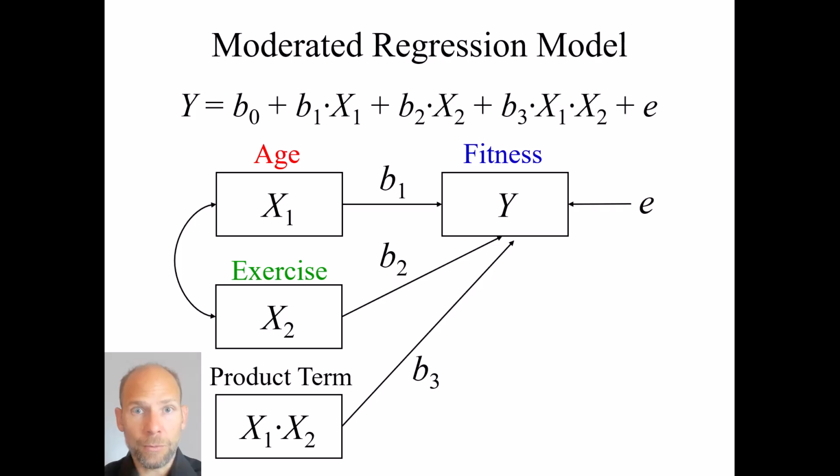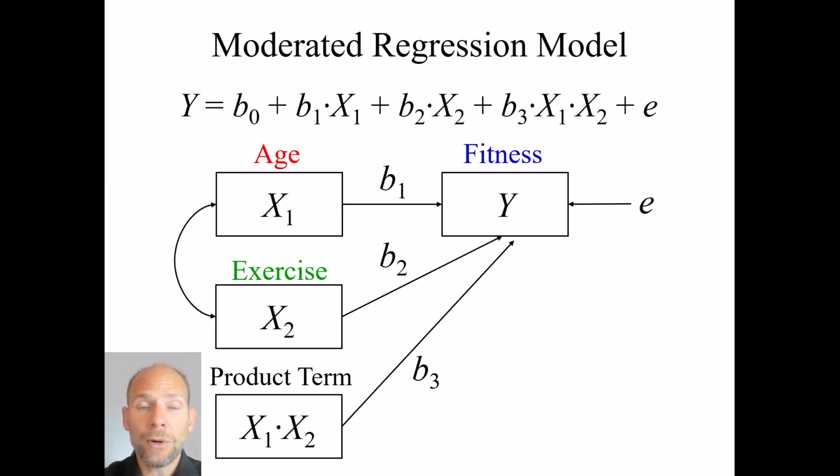And then typically what we do in practice is we plot that interaction effect. So we look at, for example, the relationship at the mean level of exercise, and then at the relationship between age and fitness, 1 standard deviation above the mean and 1 standard deviation below the mean, or other meaningful values. And we plot those regression lines for different levels of the moderator to see what the interaction looks like, to better understand what the moderator effect means.